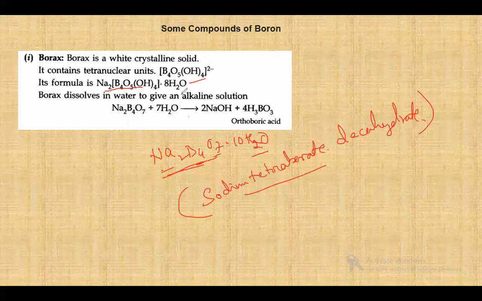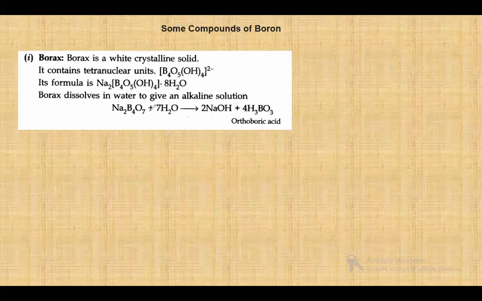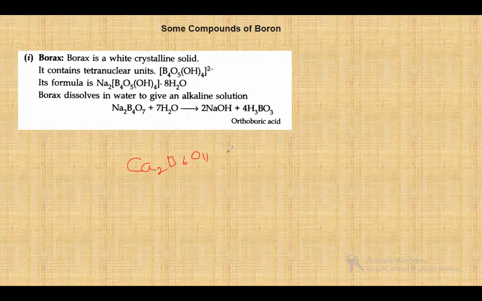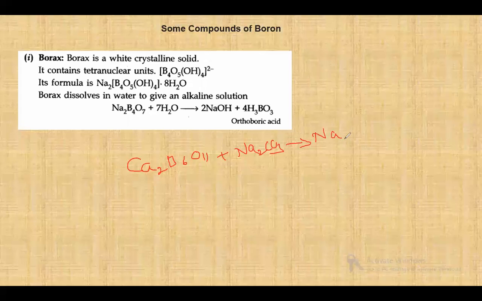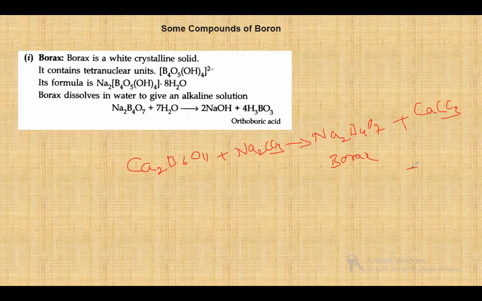Now, how will this be prepared? The preparation is not given here. Borax, Na2B4O7, is prepared from the calcium ore colemanite, Ca2B6O11. This is treated with sodium carbonate, Na2CO3, forming Na2B4O7, which is what we call borax, along with calcium carbonate, CaCO3, and sodium metaborate, NaBO2. The balanced equation is 2Ca2B6O11 plus 3Na2CO3 giving 3Na2B4O7 plus 4CaCO3 plus 2NaBO2.